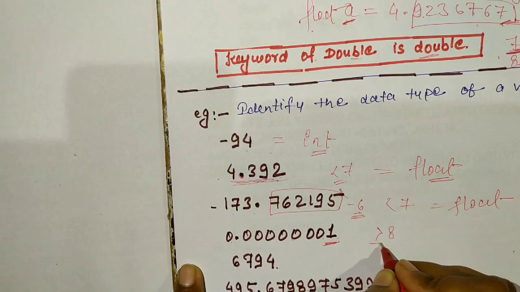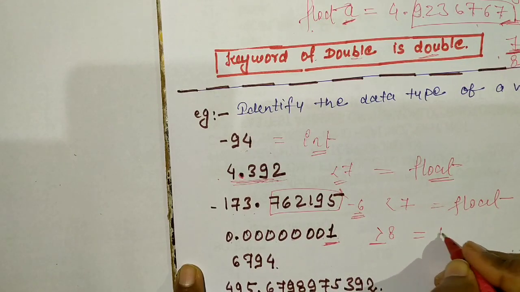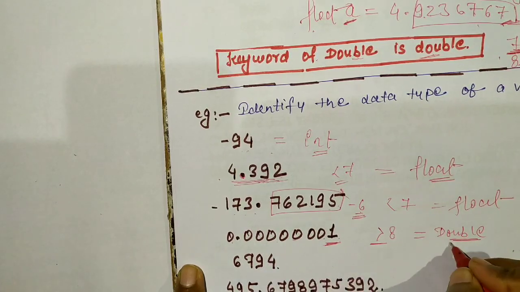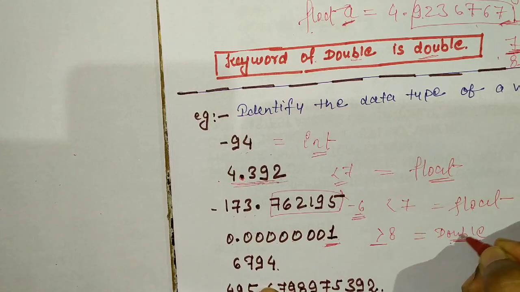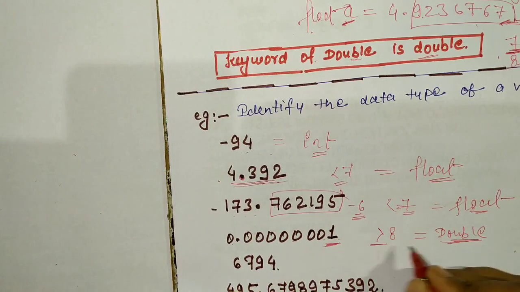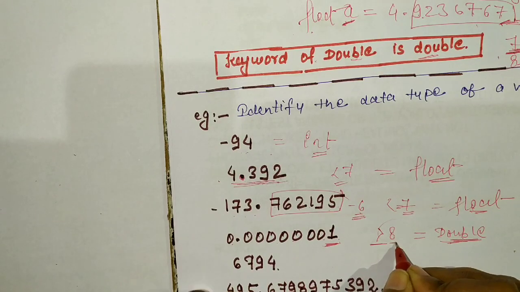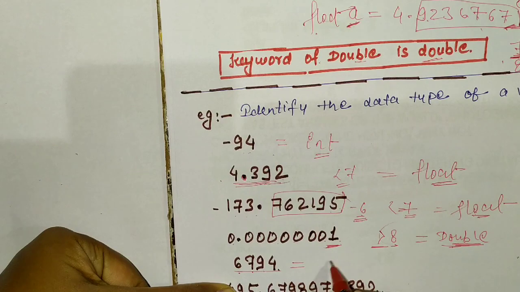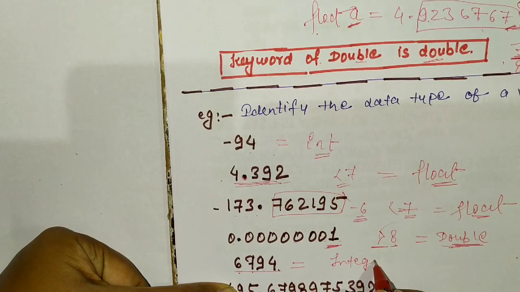It is greater than 8, so it is a double type of value. What is the difference between float and double? Float contains 7 or fewer than 7 digits, but a double contains more than 7. Now next is 6794. This is also an integer value because it does not contain any point or fractional value.